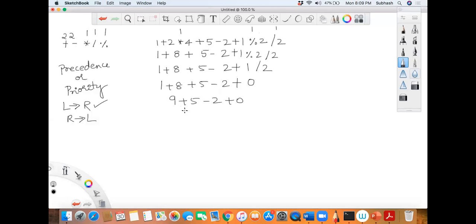Next, what will I do? 9 plus 5 is 14, minus 2 plus 0. 14 minus 2 is 12, plus 0. It is 12. So the answer is 12.